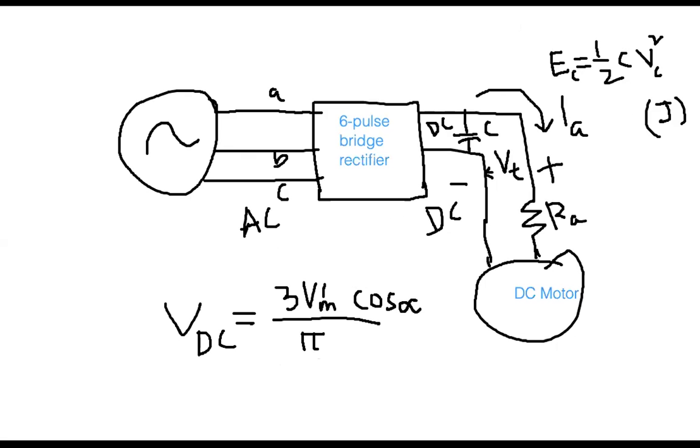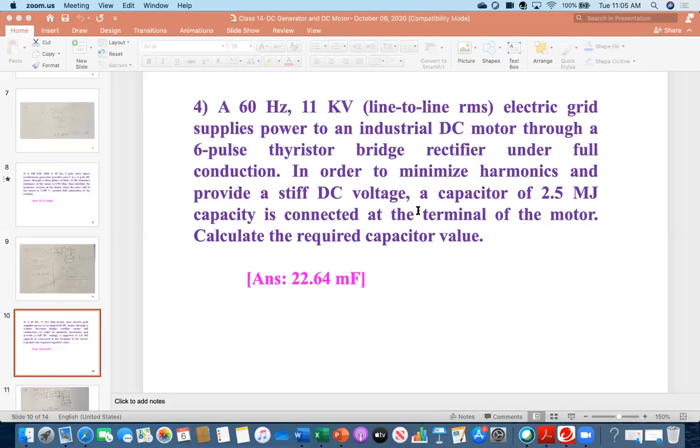Okay, and once you have done that, I'm taking you to the problem. Now read it. A 60 Hz 11 kV electric grid supplies power to an industrial DC motor through a 6-pulse bridge rectifier under full conduction. In order to minimize harmonics and provide a steady DC voltage, a capacitor of 2.5 megajoule capacity is connected at the terminal of the motor. This means that 2.5 megajoule is your energy storage value, E value. So the question is to calculate the required capacitor value, find out the C value.